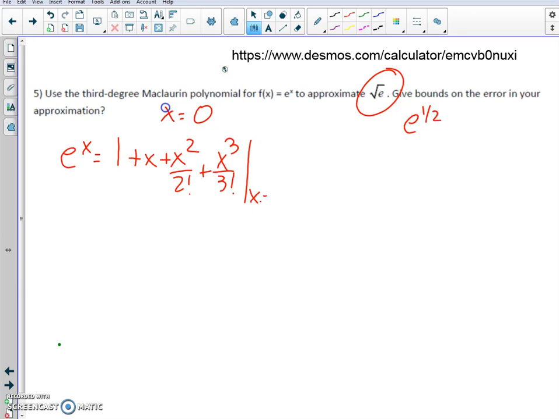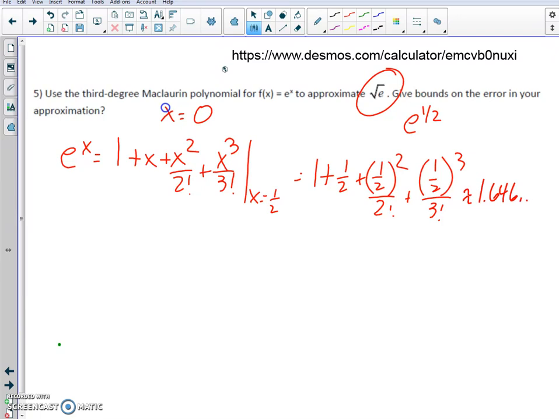Now we're trying to approximate square root of e, or e to the 1/2. That's an indication then that the x value at which we're going to evaluate this polynomial is 1/2. So I have 1 plus a half plus a half squared divided by 2 factorial plus a half cubed divided by 3 factorial. I would put that in my calculator, and it's 1.646 and more. So I want to get some idea about what the error would be.